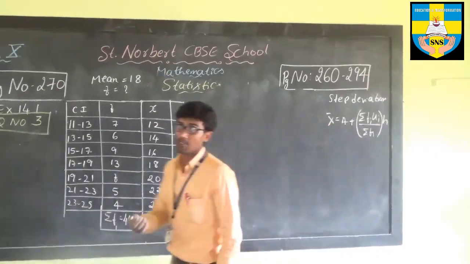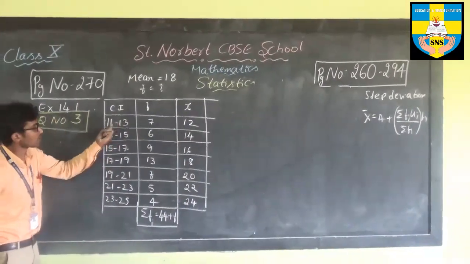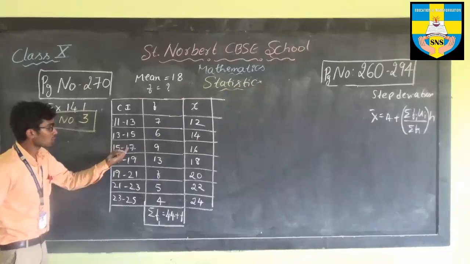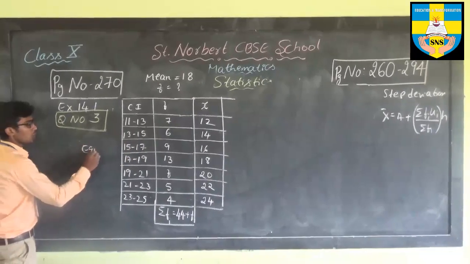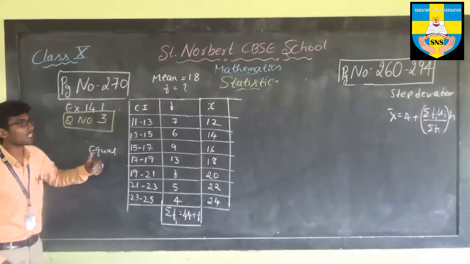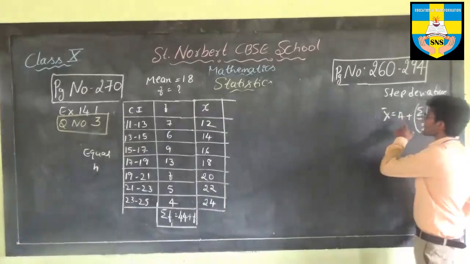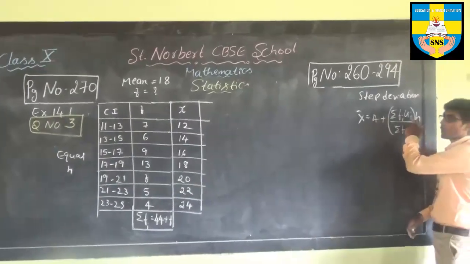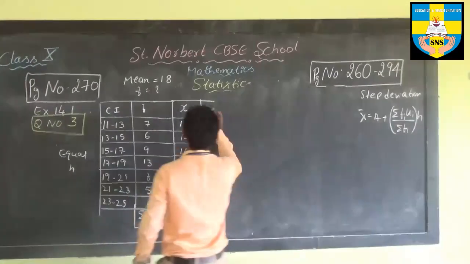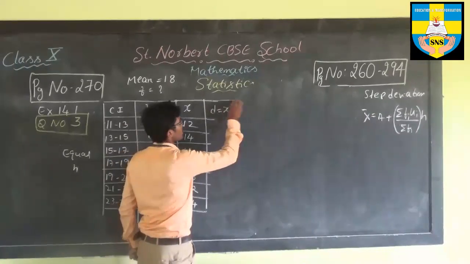So why am I using the step deviation method for this problem? I am observing the class size. Class size is 2. Here also 2. We have equal class size. When it is equal class size, it's better if you try the problem by the step deviation method. Formula says we want Fi Ui. If you want to calculate Ui, first it's better to go for D. D is equal to X minus A.